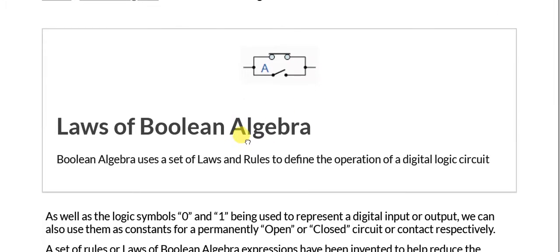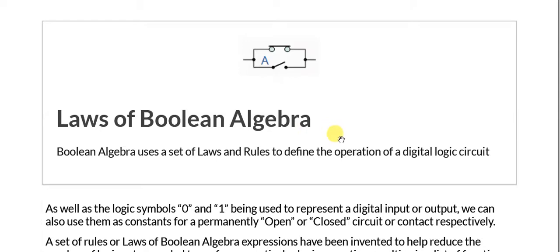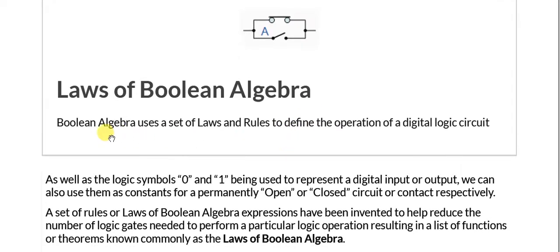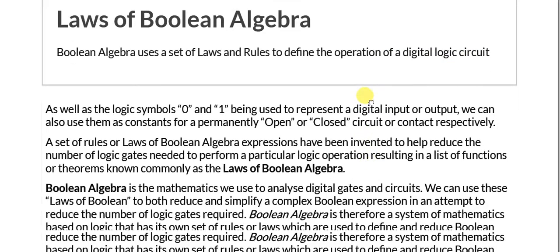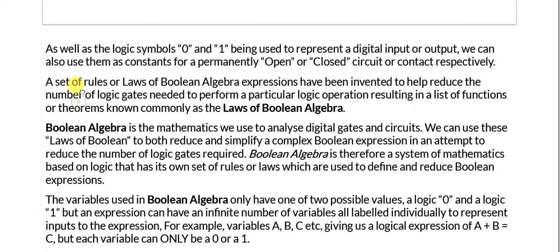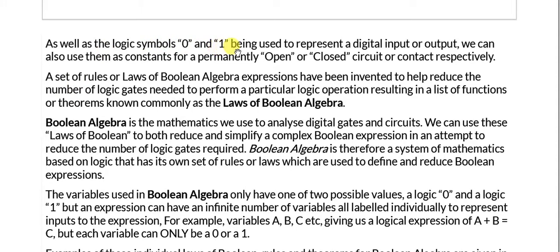Boolean algebra, as we already explained in the introduction, is the algebra of logic. Boolean algebra uses a set of laws and rules to define the operation of digital logic circuits, as well as the logic symbols 0 and 1 used to represent a digital input or output. We can also use them as constants for a permanently open or closed circuit or contact respectively.